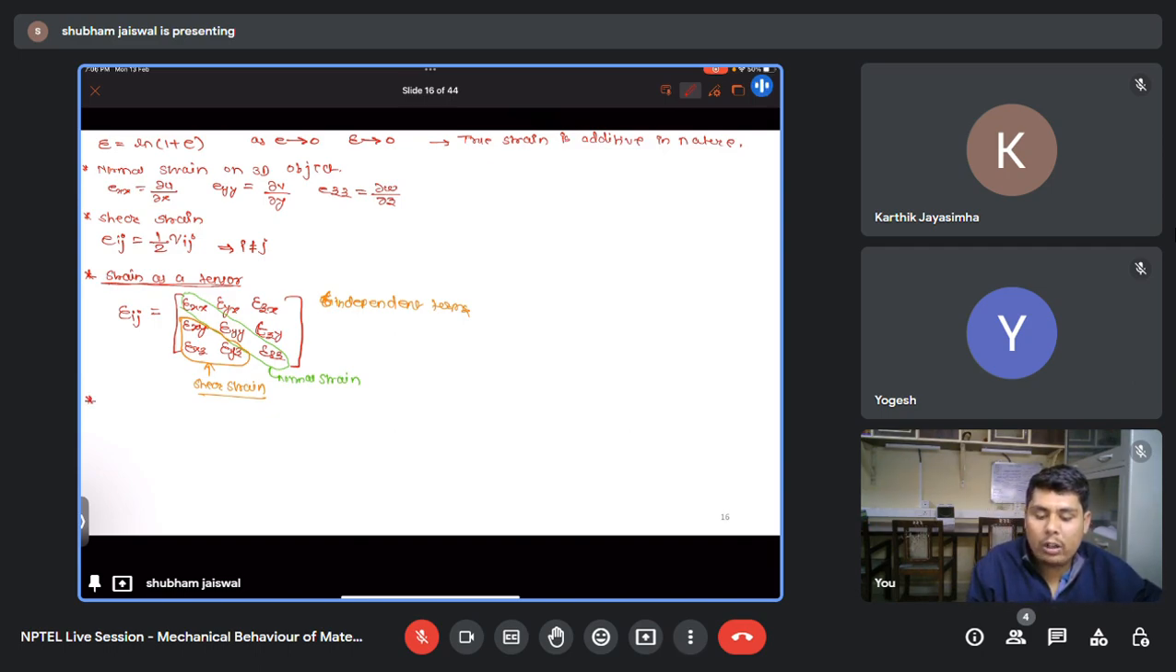The equation for the strain transformation in 2D is the same as that for stresses. For stresses we have the equation sigma x prime is equal to sigma x plus sigma y by 2 plus sigma x minus sigma y by 2 cos 2 theta plus tau xy sin 2 theta. So instead of sigma we replace all the terms with epsilon. Sigma x will be replaced by epsilon xx plus epsilon yy by 2 plus epsilon xx minus epsilon yy by 2 cos 2 theta plus epsilon xy sin 2 theta.